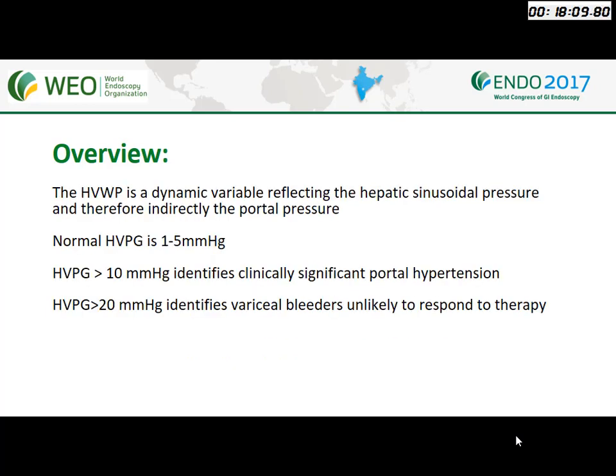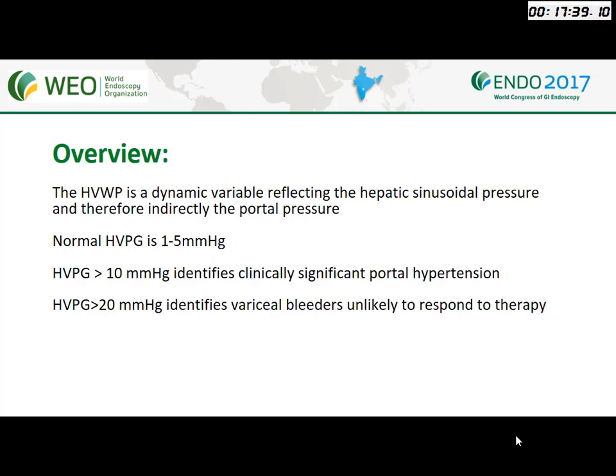The hepatic venous wedge pressure is a dynamic variable reflecting the hepatic sinusoidal pressure and therefore indirectly the portal pressure. Normally it is 1 to 5 millimeters of mercury. If more than 10, it reflects significant portal hypertension. More than 20, it advises variceal bleeders unlikely to respond to therapy.